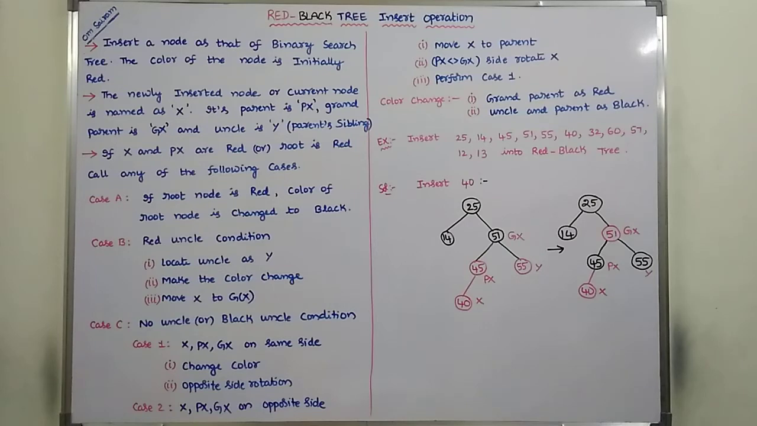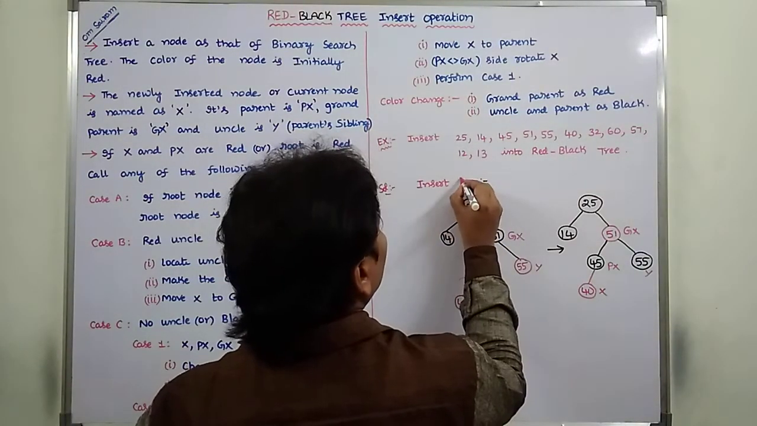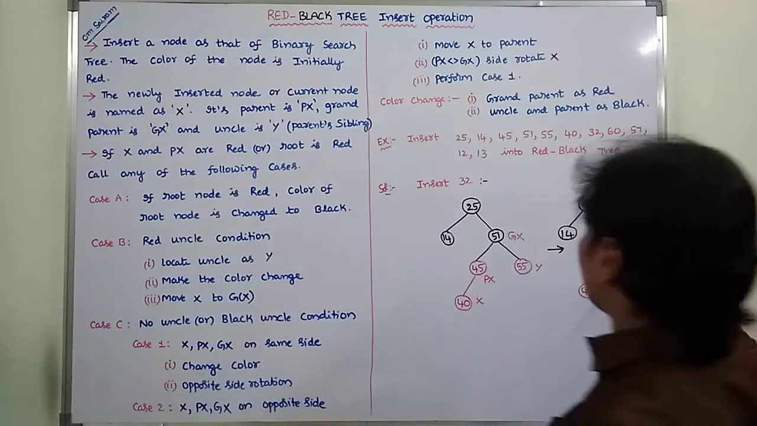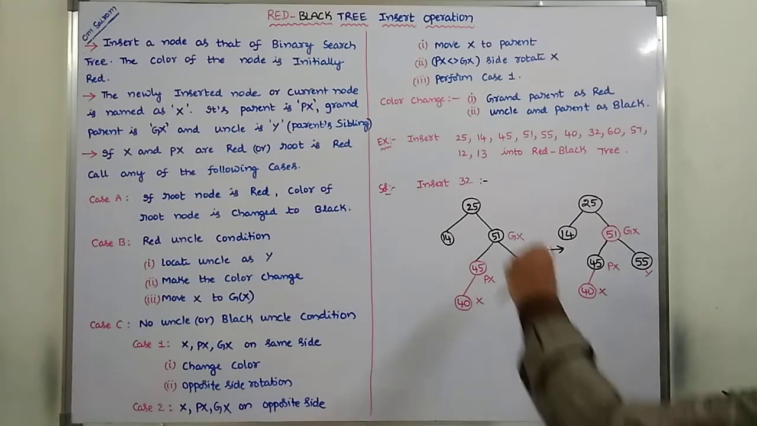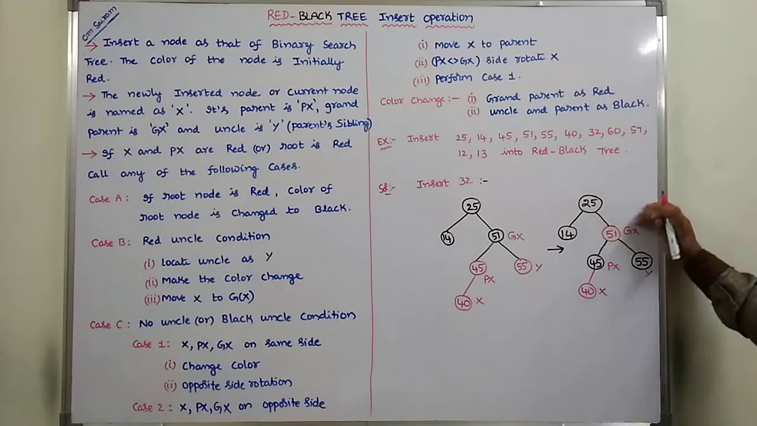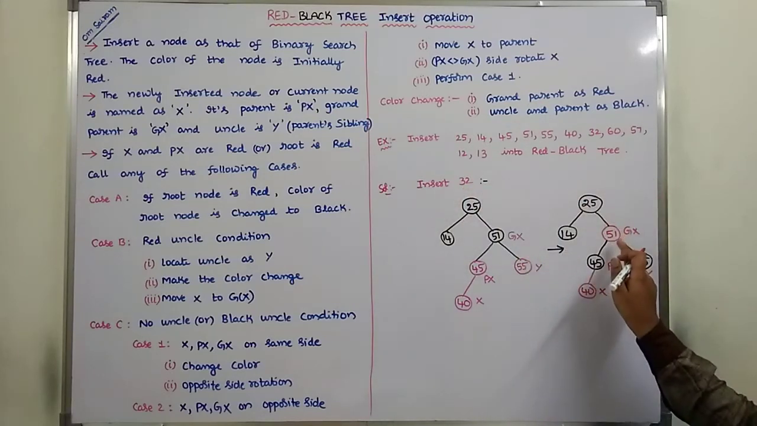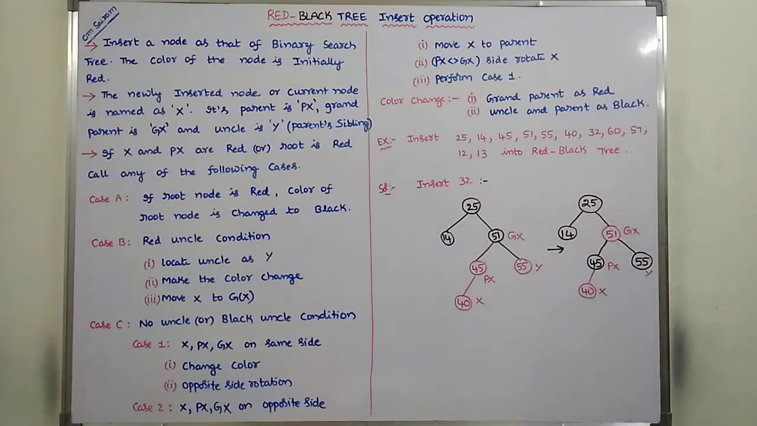Okay. Now we go for insert 32. Up to now this is the tree. Now insert 32. Where are we inserting 32? First 32 is compared with 25. 32 is greater than 25, so go to the right hand side. 32 is compared with 51. 32 is less than 51, so go to the left hand side.